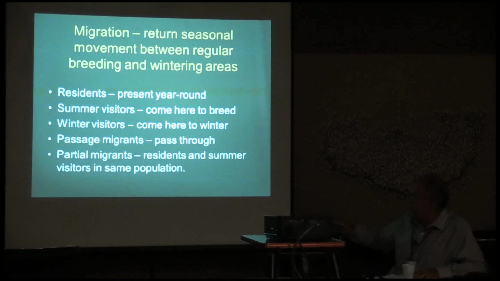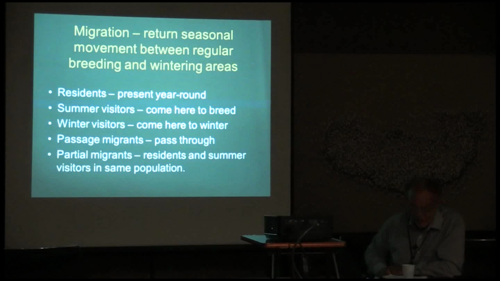And lastly, that could be the biggest category of all, these are what we call partial migrants. These are birds that occur in the area, and part of the population migrates each autumn, but part of the population stays here year round. But the two sectors of the population interbreed here during the summer.